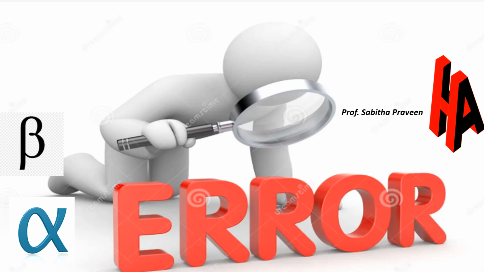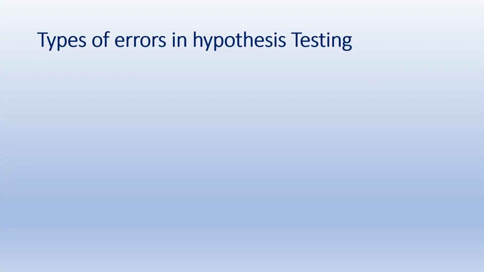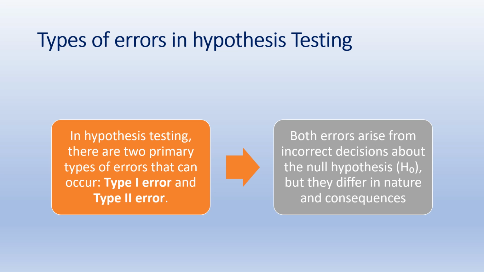Hello everyone. In this video, we will discuss the types of errors which occur while conducting a hypothesis testing. Types of errors in hypothesis testing. While conducting a hypothesis testing, there are two primary types of errors that can occur. One is type 1 error and the other is type 2 error. Both errors arise from incorrect decisions about the null hypothesis, but they differ in nature and consequences.